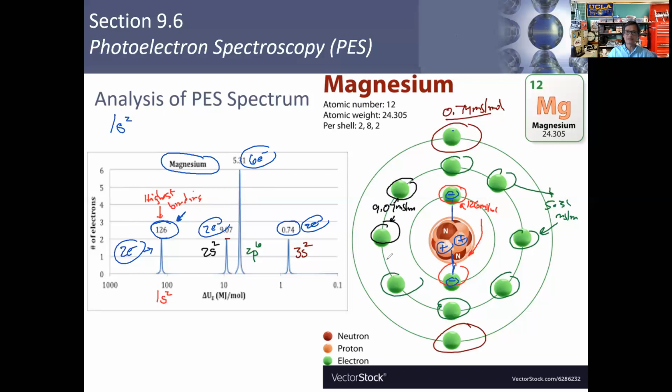Okay, the next peak over then, once the 1s orbital is filled up, this peak must represent the electrons in the 2s orbital, same size, next energy level up. This peak here must represent the 6 electrons in the 2p orbital, and this peak here must represent the 2 electrons in the 3s orbital. So you have to go back and review the ordering of the atomic orbitals to make sure you are able to fill these out.